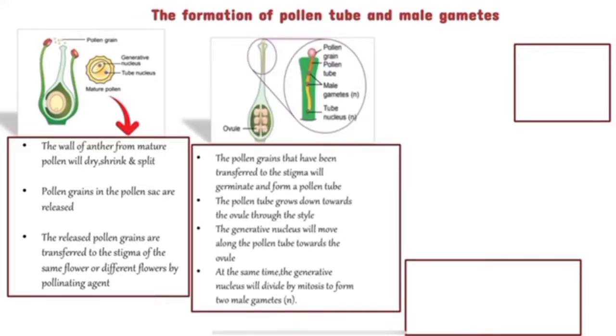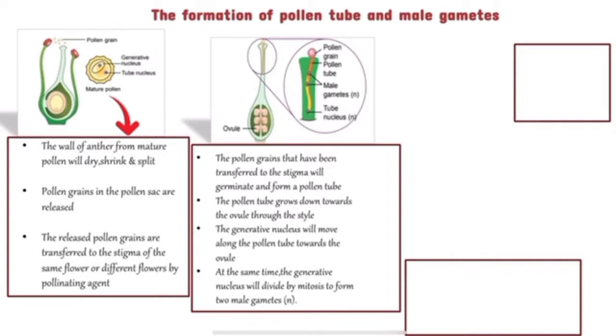After that, pollen grains that have been transferred to the stigma will germinate and form a pollen tube. So this is the structure of pollen tube. This is pollen grain and the structure of the pollen tube. The pollen tube grows towards the ovule through the style. Then the generative nucleus will move along the pollen tube towards the ovule.